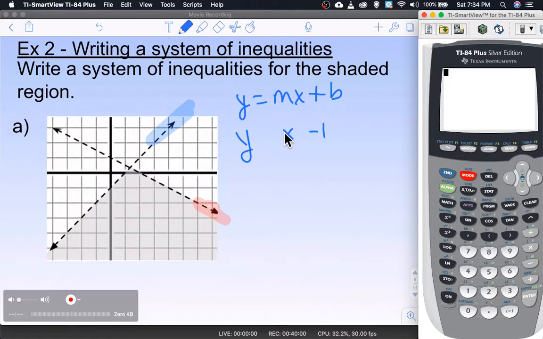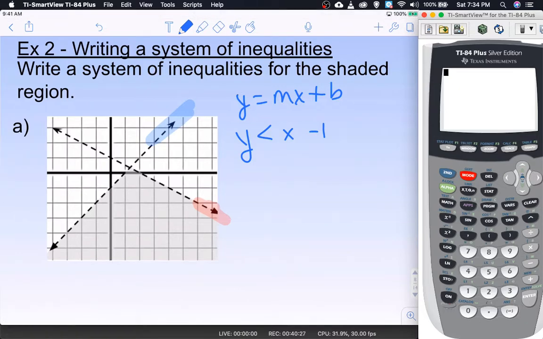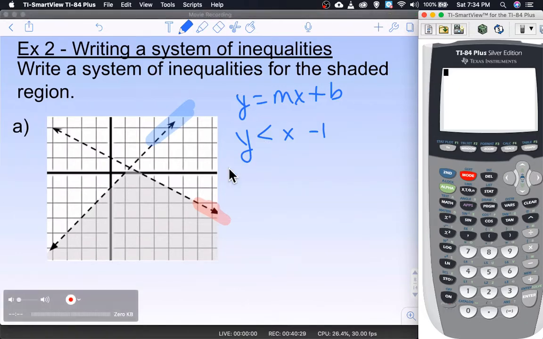The last thing we need is the right inequality. From here, I'm shading less than the line, so let's put in the less than symbol. And my line is dotted, so it needs to be just less than, not or equal to. There's no or equal to here, or else this would be a solid line. So it's all these little pieces that make this up. The dottedness, the angle, the y-intercept, the shade, all of them are represented in the inequality.